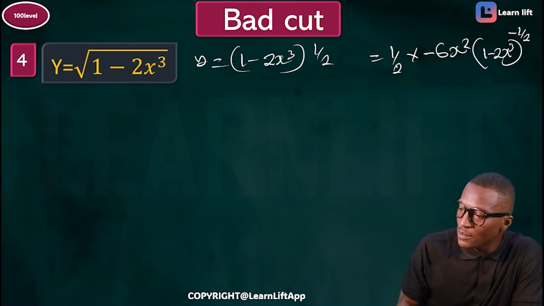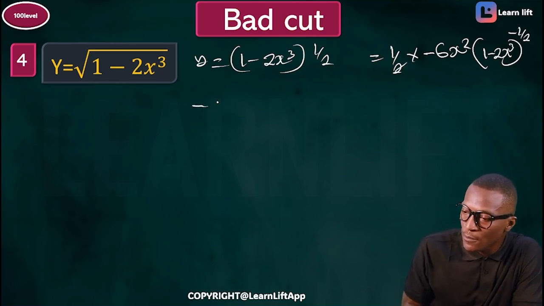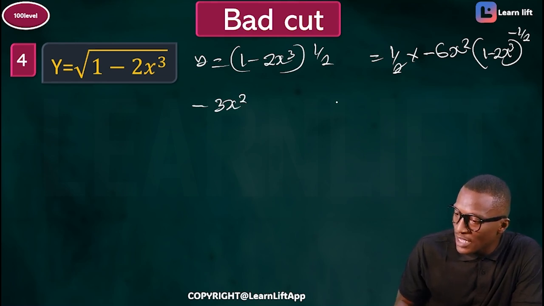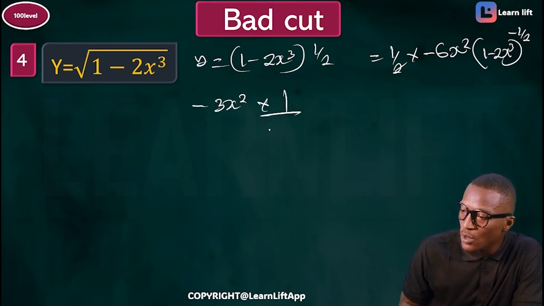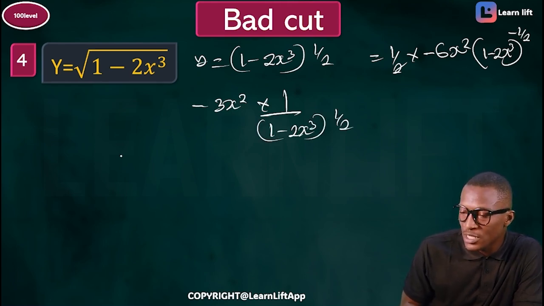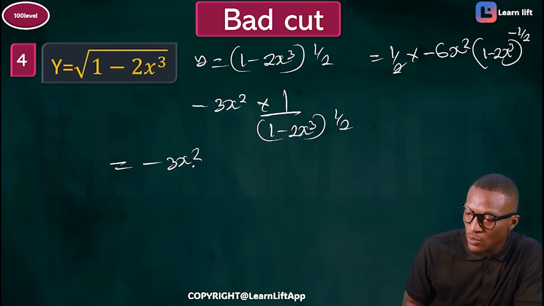So this practically gives me, this 2 will reduce this one, and that will give me minus 3x squared. Minus half is the same thing as times 1 all over (1 minus 2x raised to power 3) raised to power half. Half means square root, so this is the same as minus 3x squared all over the square root of 1 minus 2x raised to power 3.